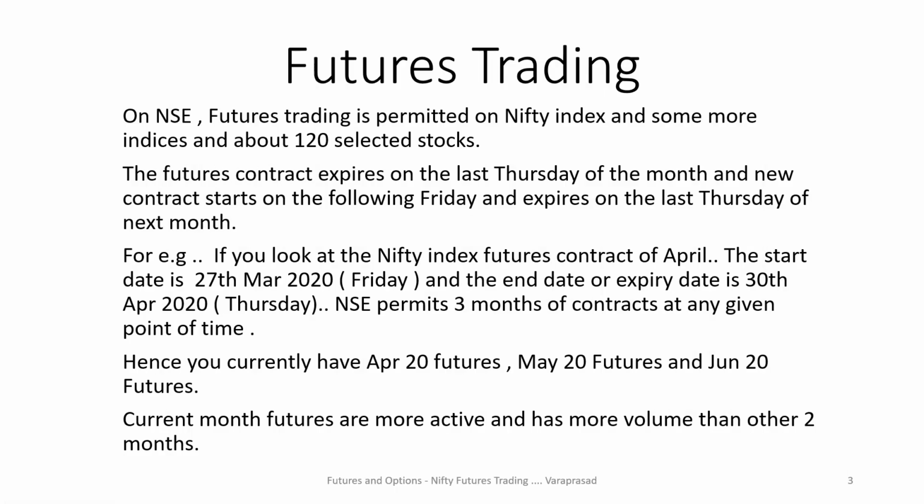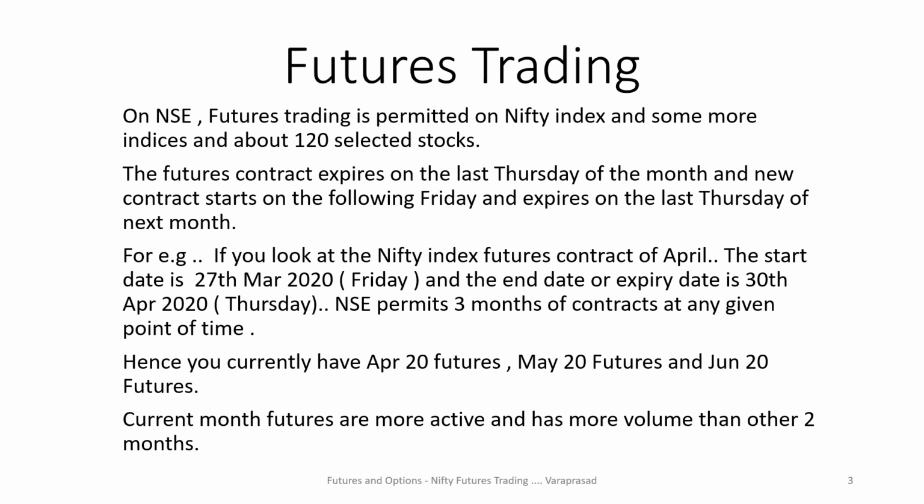On NSE, futures trading is permitted on Nifty Index and some more indices and about 120 selected stocks. The futures contract expires on the last Thursday of the month, and a new contract starts on the following Friday and expires on the last Thursday of next month. For example, if you look at the Nifty Index futures contract of April, the start date is 27th March 2020 Friday, and the end date or expiry date is 30th April 2020 Thursday.